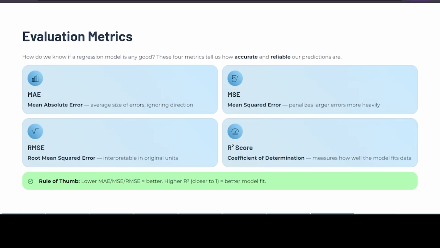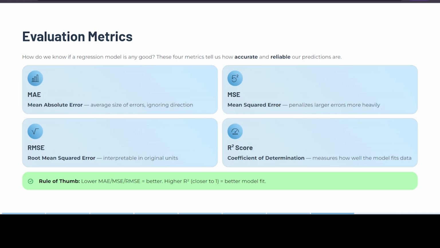MAE is nothing but mean absolute error, the average size of error, ignoring the direction. And MSE is nothing but mean squared error. We already studied it in our schooling, right? It penalizes large errors more heavily. RMSE means root mean squared error. It is expressed in the original units, and it involves making a square.